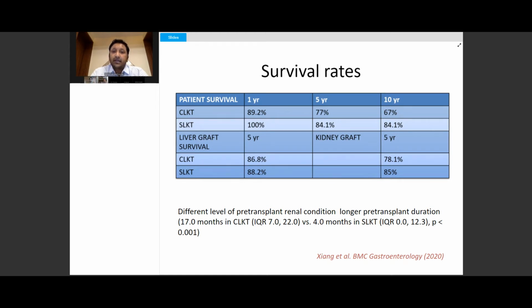The kidney graft function at about 5 years is about 78% in the combined transplant, and in the sequential liver kidney transplant, it's about 85%.